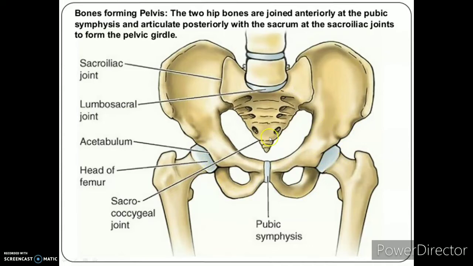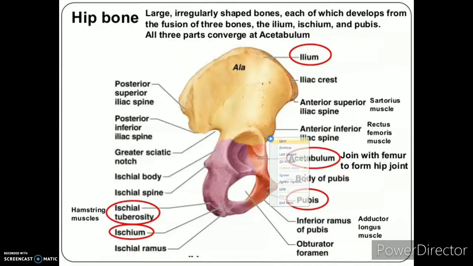We are going to see this in detail. So this is your hip bone. What is the hip bone? It is a large, irregularly shaped bone, each of which developed from the fusion of three bones: ilium, ischium, and the pubis. All three parts converge at the acetabulum. Here is the picture of the hip bone. It consists of three parts: ilium, ischium and the pubis.